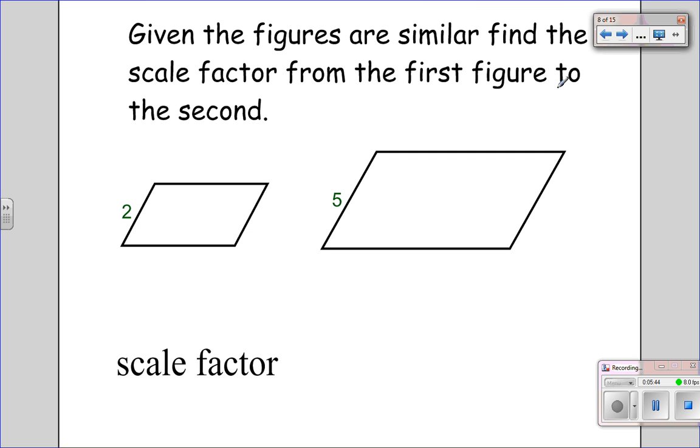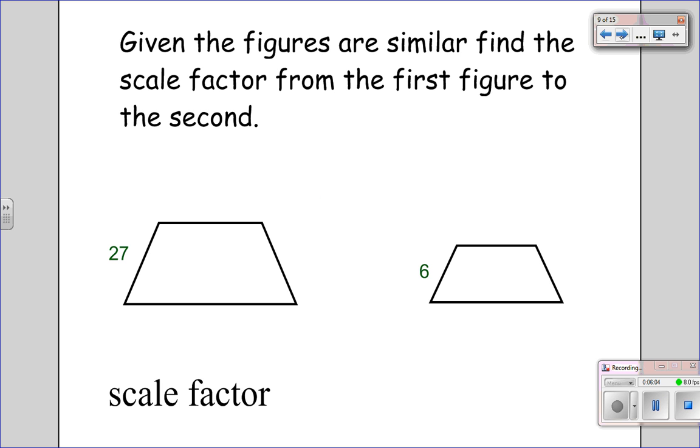All right, so given the figures are similar, find the scale factor from the first figure to the second. So we're going from the first to the second. So the new one is the second figure, so 5 over 2. Does that reduce? No, so that's your scale factor.